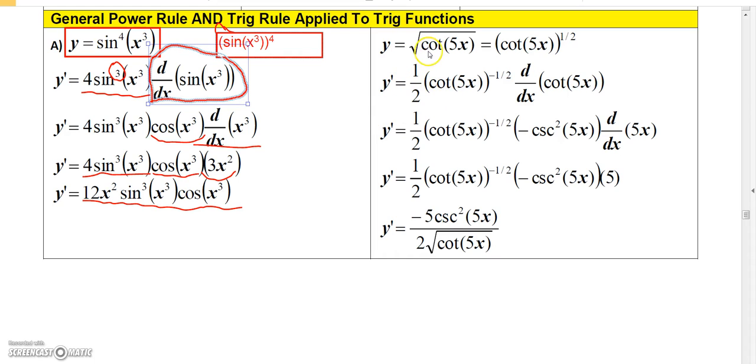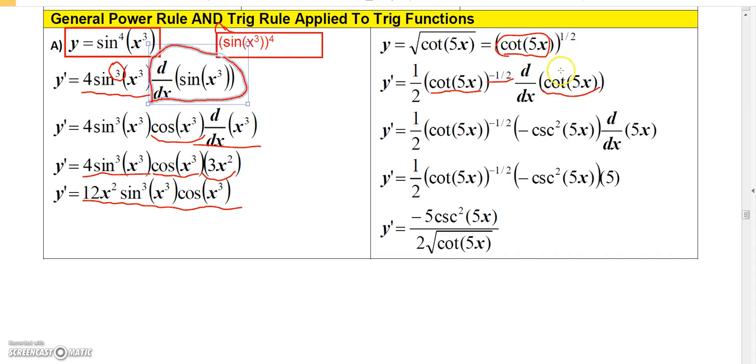Now over here, I have the square root of the cotangent of 5x. That's the same as saying we have the cotangent of 5x raised to the 1/2 power. So I can apply the power rule to this and get 1/2 of the cotangent of 5x raised to the negative 1/2 power. But then I have to multiply by the derivative of what's inside, the cotangent of 5x. When you do the power rule, you have to multiply by the derivative of what's inside. So we multiply by the derivative of cotangent of 5x.